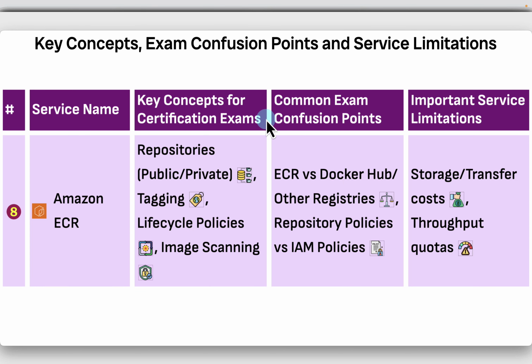Next, Amazon ECR. So key concepts are repositories which can be public and private, tagging, lifecycle policies, and image scanning. Common exam confusion points are ECR versus Docker Hub and other registries, and repository policies versus IAM policies. Important service limitations are storage, transfer cost, and throughput quotas are applicable.